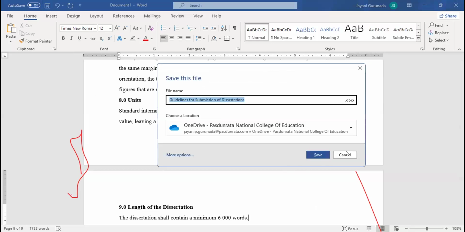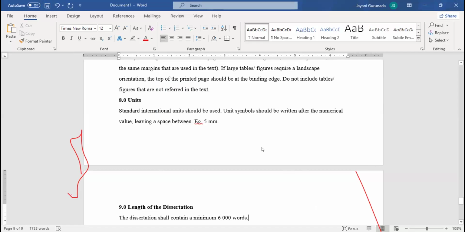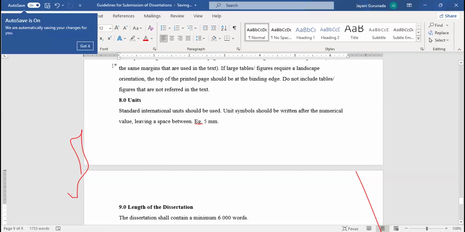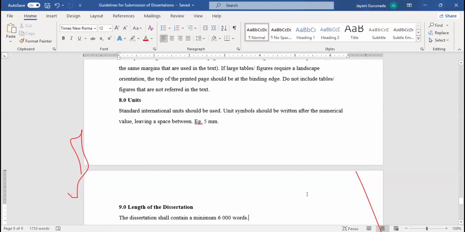Now, tell me any other clarification that you need related to what I have explained. Because I will share this with you. I will share it to your group today itself. When are you supposed to hand over the dissertation? February 28th. 28th of February.